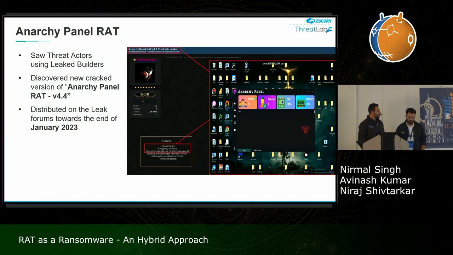From here, we will be discussing the second rat that we saw. Avinash will give this. Yeah, so we have discussed that the leak builder has been used for creating the rat. While doing some open source intelligence investigation, we found another rat which is using a ransomware module. We haven't found any campaign that has used this particular rat, but we are sure it can be seen in the future, because this new rat, called NRP panel rat, was distributed on the leak forum just this year, in January.